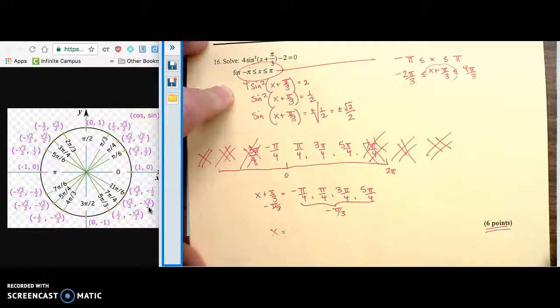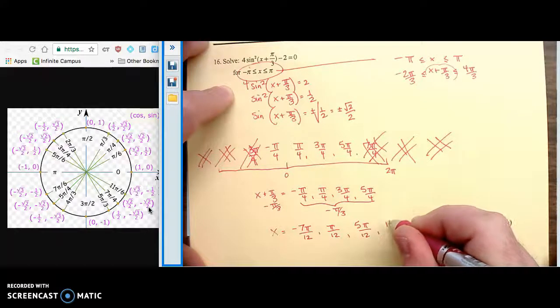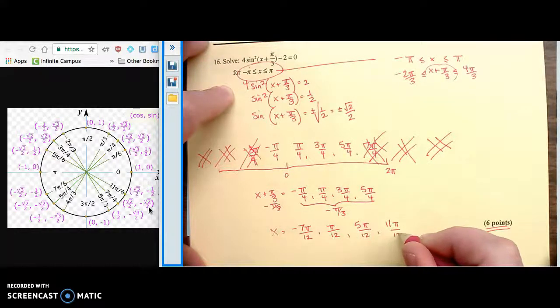There's twelfths here involved. No common denominator. Okay, hold on, give me a second. Negative pi over 4, if I take away pi over 3, that's going to give me negative 7 pi over 12. Pi over 4 minus pi over 3 is going to give me negative pi over 12. 3 pi over 4 minus pi over 3, that's going to give me 5 pi over 12. And then 5 pi over 4 minus pi over 3 would give me 11 pi over 12.